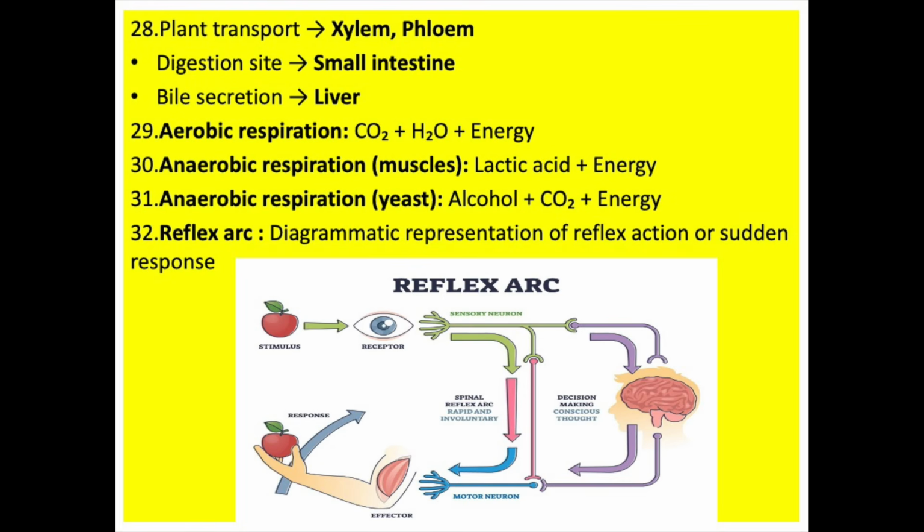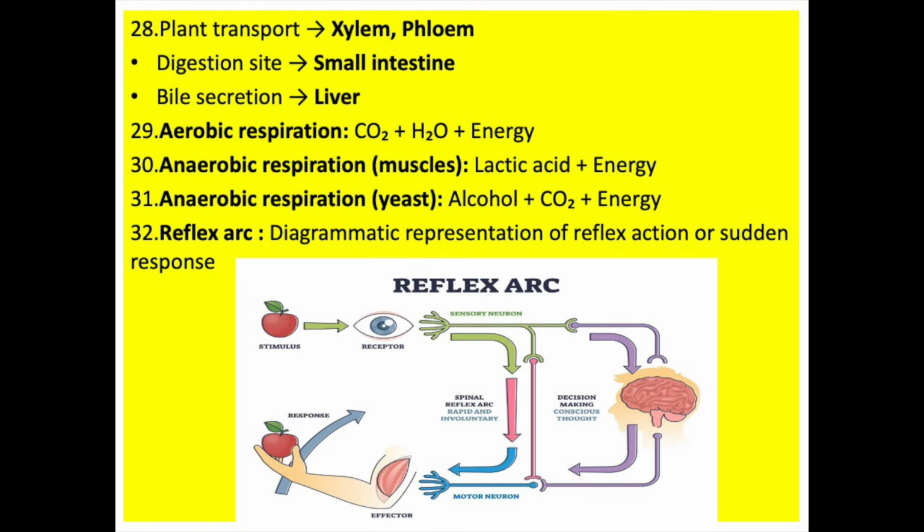In human beings, the complete digestion site is the small intestine and the liver secretes bile juice. In human beings, there are two types of respiration, aerobic and anaerobic respiration.